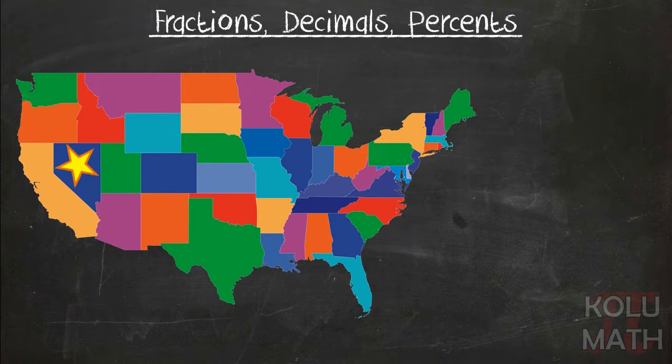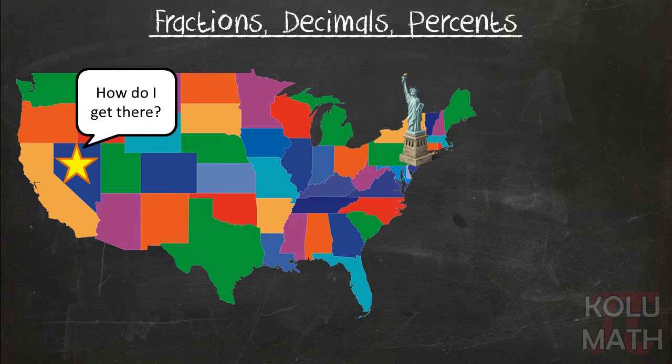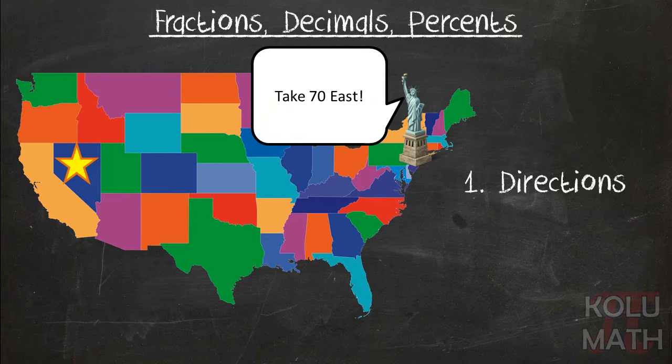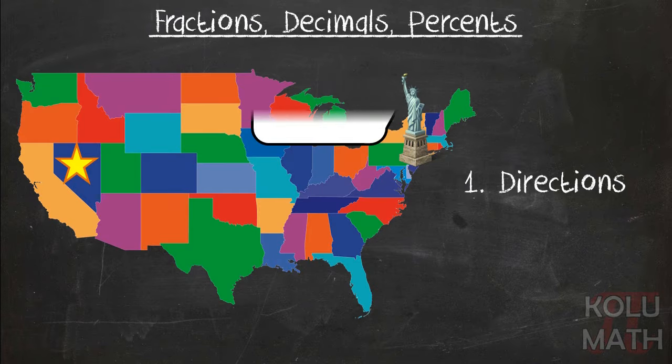Say you live in Las Vegas, and your friend lives in New York City, and you want to go visit. So you ask for directions. How do I get there? His first response might be to give you directions. Take 70 east. If you get on I-70 and you head east, you're going to end up in New York.